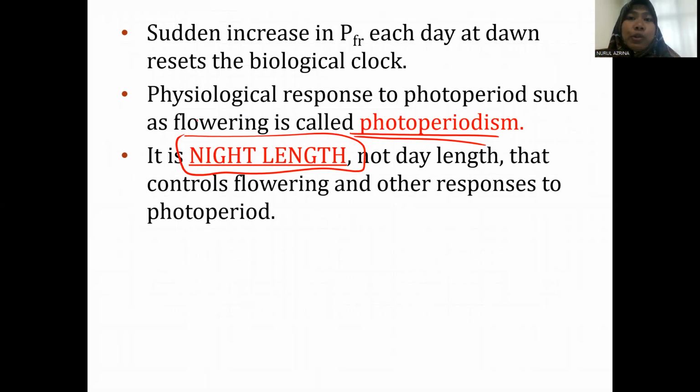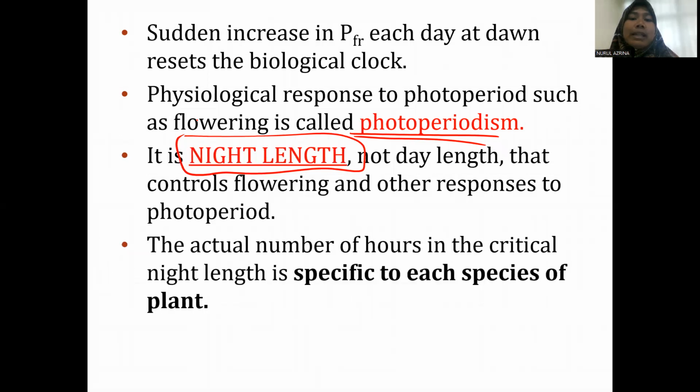plant shows towards photoperiod. Okay, so to understand this, you have to know that each plant actually has its own specific critical night length, right? So the actual number of hours in the critical night length is specific to each species of plant. Critical night length means a certain period that must be observed by each particular plant, and each plant species has a different critical night length. Okay, all right.